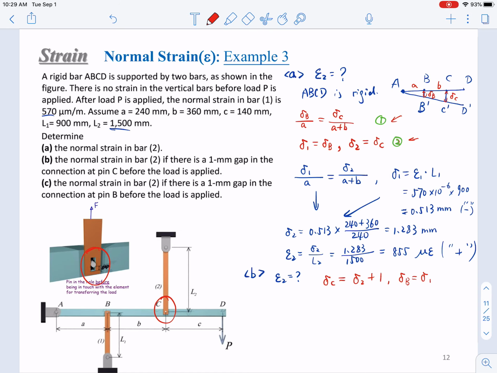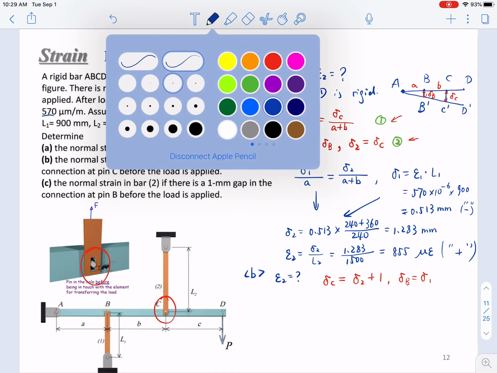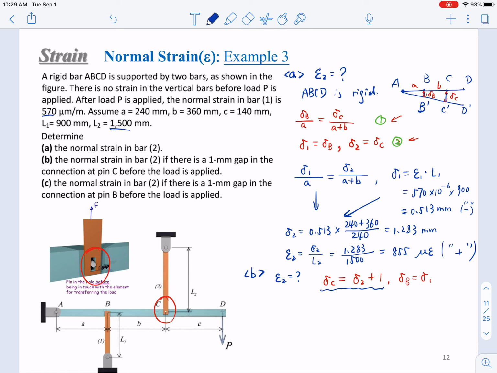We have written it here. So this is the only change that happened to the whole analysis because of a 1 millimeter gap in the connection at point C, right?